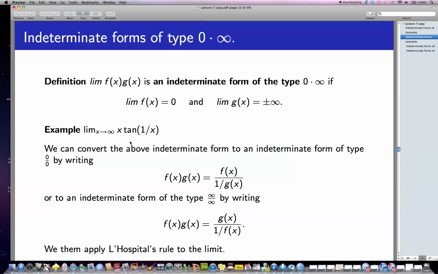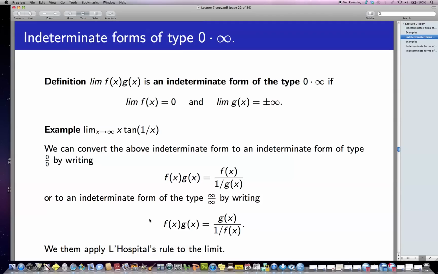And we can convert these limits to indeterminate forms of type 0 over 0 or infinity over infinity, and we choose which one depending on which one makes differentiation easier. If I want to convert f of x times g of x to an indeterminate form of type 0 over 0, I write it as f of x over 1 over g of x. And because g of x is going to plus or minus infinity, 1 over g of x is going to 0 in the limit.